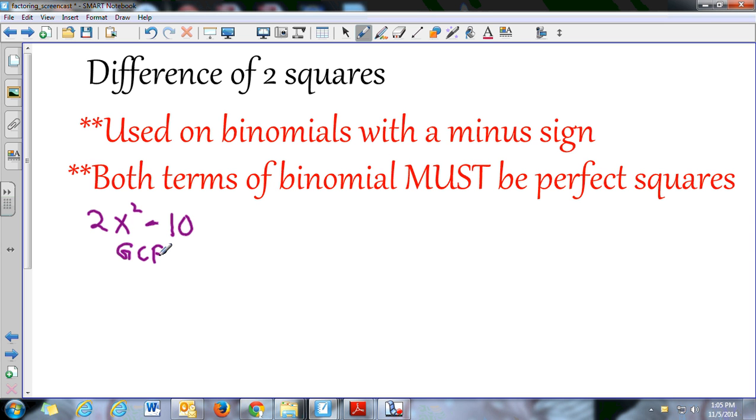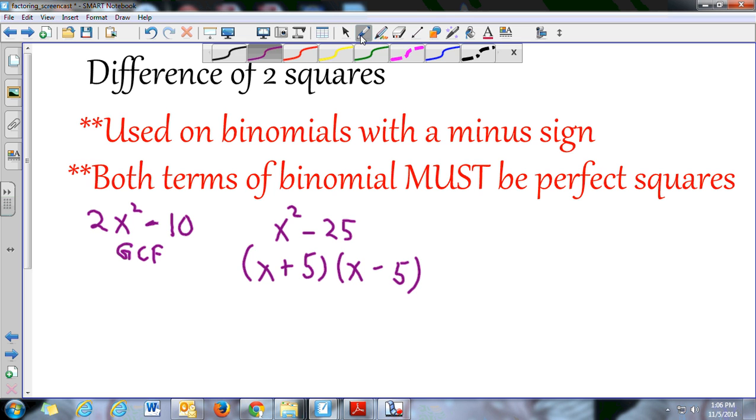So what would a difference of two squares look like? Well, it could be something as simple as this: x squared minus 25. X squared is a perfect square because I can break that apart into x and x. 25 is a perfect square because that's just 5 times 5. You've got the minus sign in the middle there. Well, think about what type of numbers multiply to give you a negative. That would be one positive and one negative. And so that's how I factor a difference of two squares.